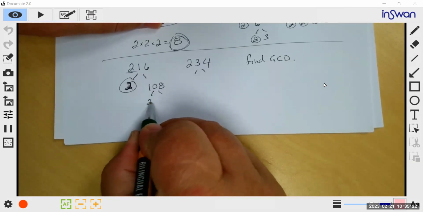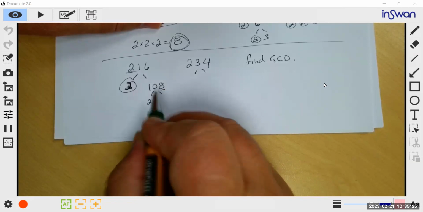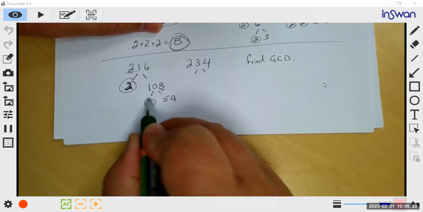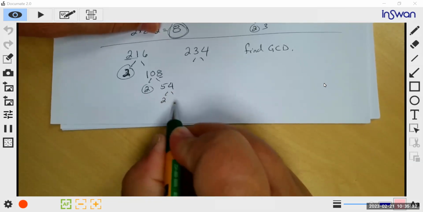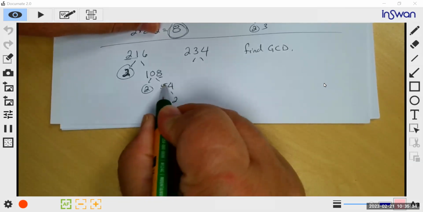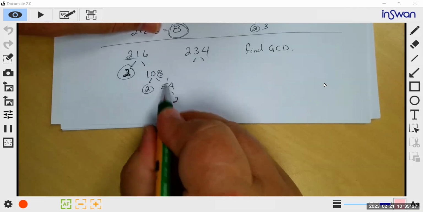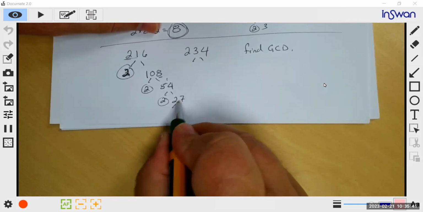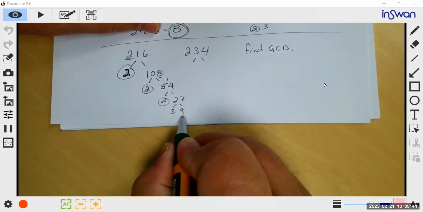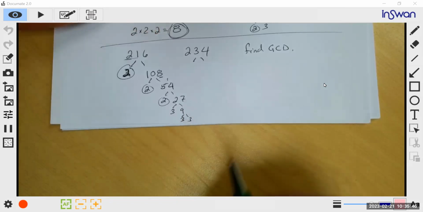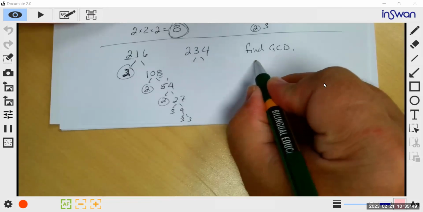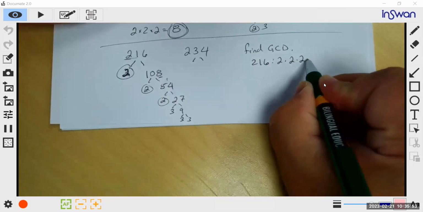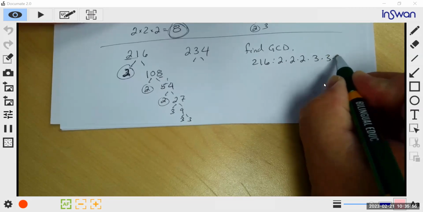108 is made up of, since it ends in an even number, 2 goes into 10 5 times, 2 goes into 8 4 times. 2 goes into 5 twice with 1 left over. 2 goes into 14 7 times. 27 is made up of 3 times 9, 3 times 3. So 216 is made up of 2 times 2 times 2 times 3 times 3 times 3.